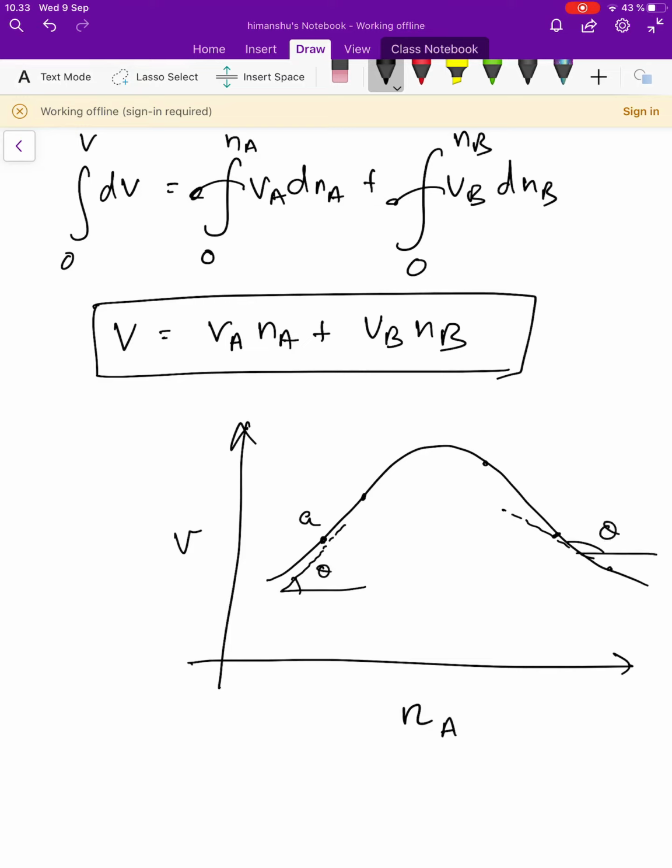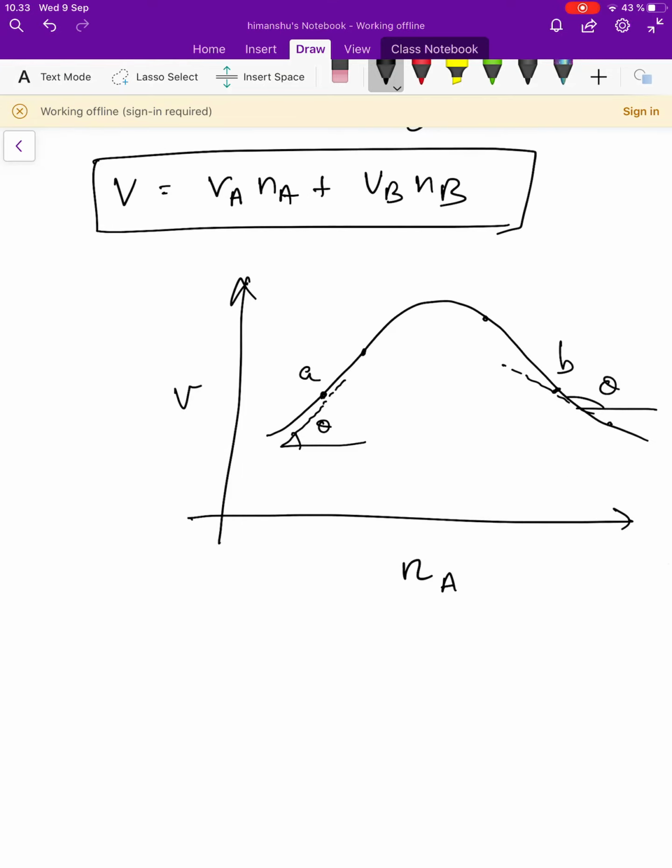And you can clearly see that the slope at point B is negative. So the partial molar volume of A is negative at the point B. So at this composition, if you add a little bit more of A to the mixture, the overall volume will actually decrease.